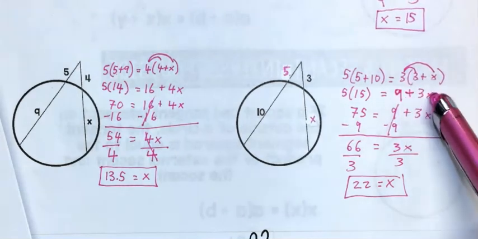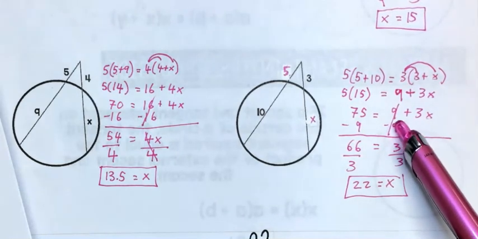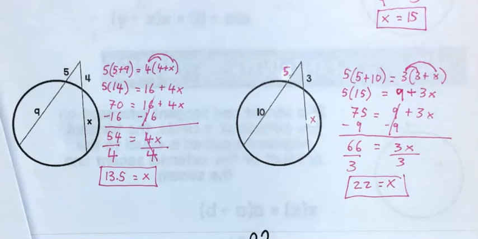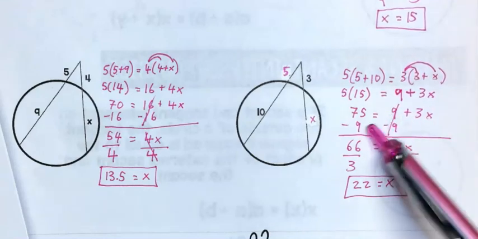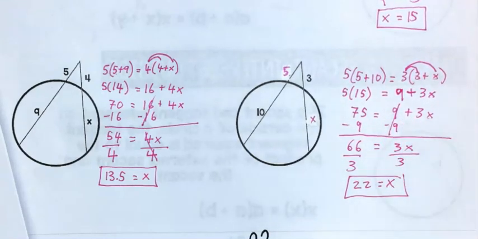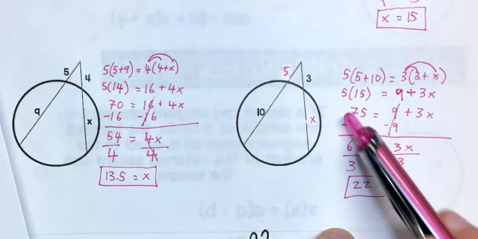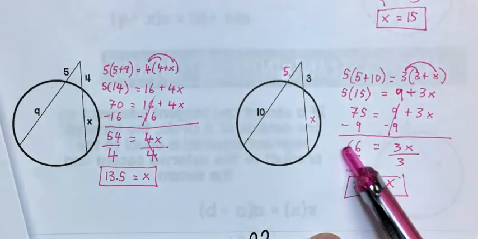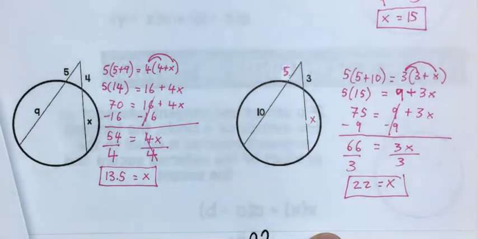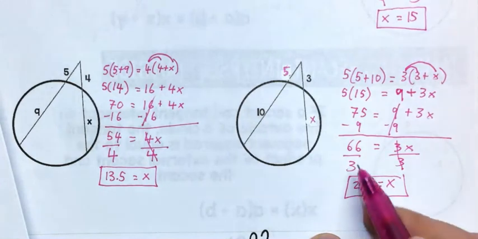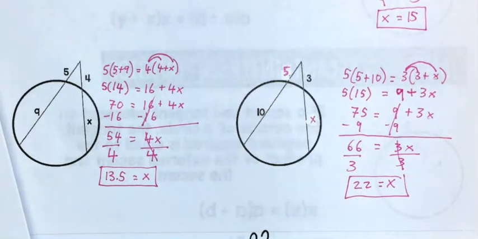We just copy down what we have here. Now we have 9 plus 3x on one side. We need to have our x's alone on one side and our numbers alone on the other side. So here we have mixed x's and numbers together. So let's remove that 9 from both sides, subtracting 9 from both sides. I get 66 equals 3x. Then to get x by itself, I divide by 3 on both sides. 66 divided by 3, I get x is equal to 22.